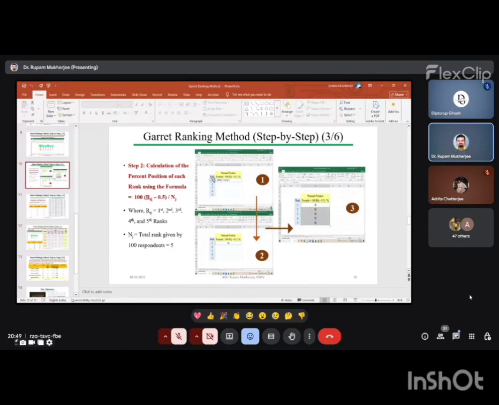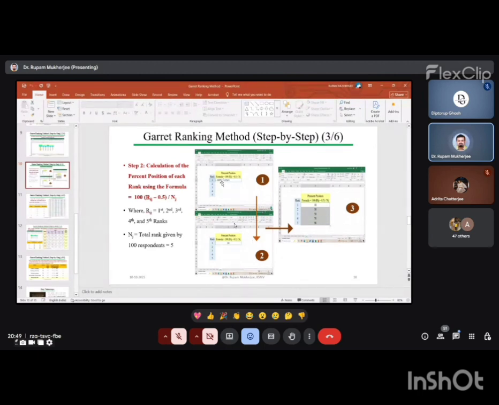Here I have written rank. And in the next column, what I have written? The percent position. And the formula is 100 into Rij minus 0.5 whole divided by Nj. So I write 100 multiplied by, means the star sign, and then I have given the bracket.